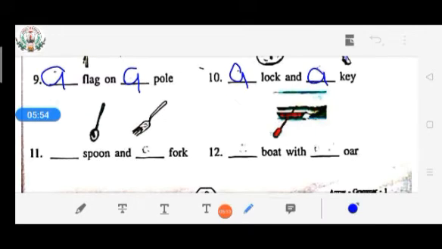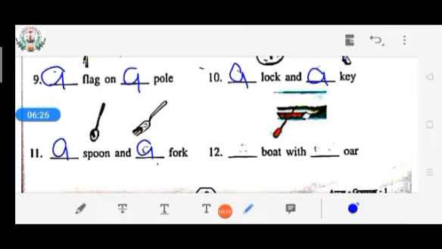Children, look at the 11th picture. Dash spoon and dash fork. A spoon and a fork. The first letter of spoon is S and the first letter of fork is F. So both are consonant. Because of that, we will use a spoon and a fork.